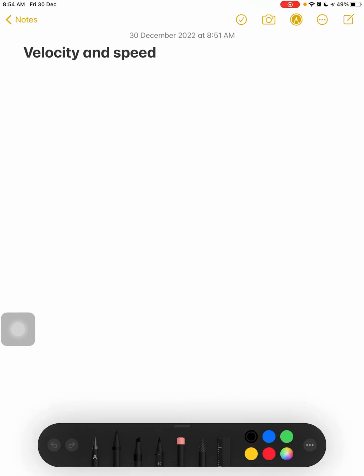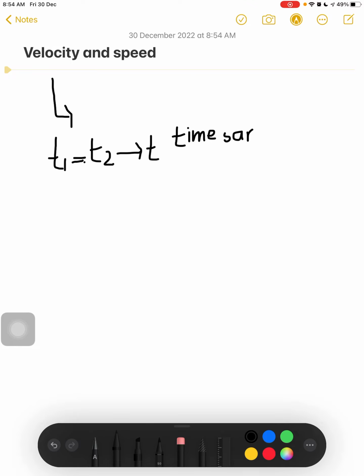Okay, so now let's discuss the formula of velocity. In my previous video, we discussed the formula when the time is the same, when t1 is equal to t2, that was equal to t. But now today let's look at the formula when distance is same.